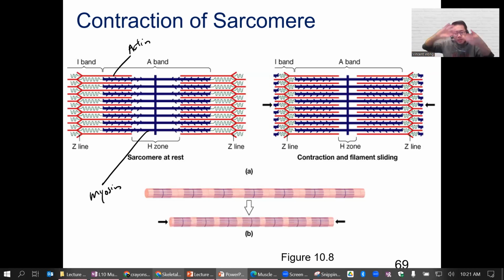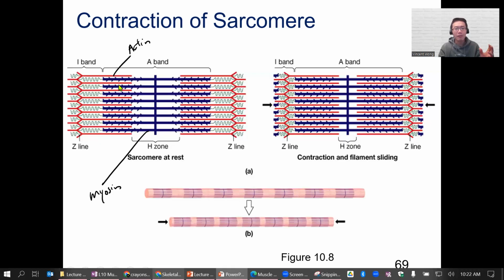But once you expose the binding site, then the myosin head, which is shown by these little spikes here, will grab onto the actin and then pull. Okay, let go and grab on and pull and grab on and pull and keep on doing this. And that's how you can see every time it pulls, the Z line, which is the ends of the sarcomere, is going to get closer to each other, closer to each other. Now, these little green things here, which we will not learn, are like little springs.